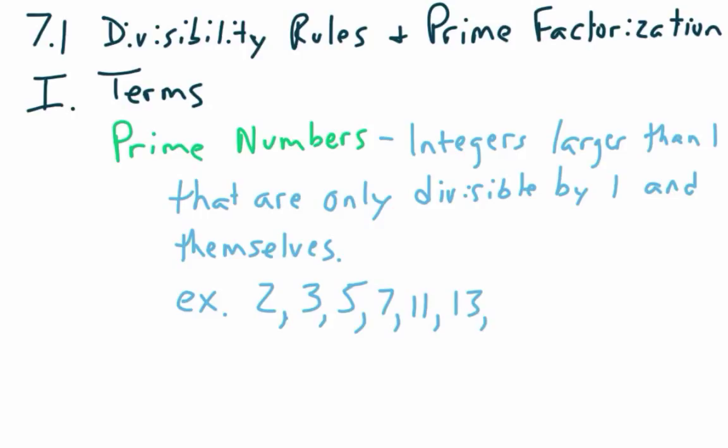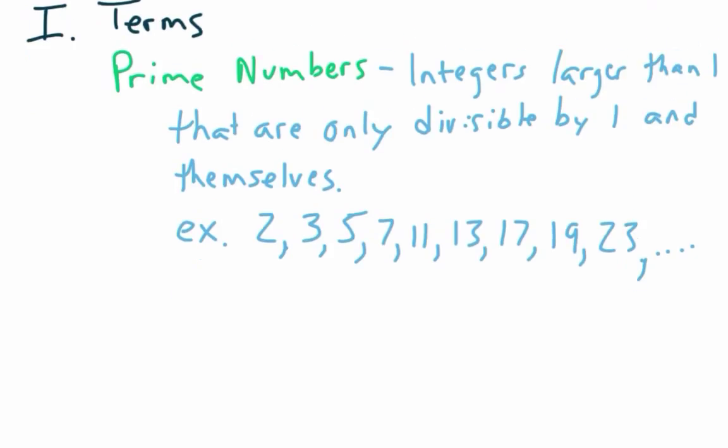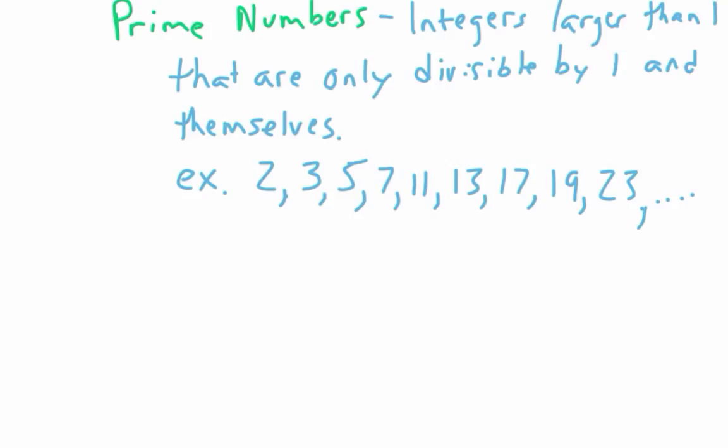Did you get the general idea? Should we keep going? 17. So 14's not, 15's not, 16's not, 17, 19, yep. 20's not, 21's not. So okay, 23, and then I'll just do the dot, dot, dot. But feel free to keep going. Prime numbers are going to be those numbers that are only divisible by 1 and by themselves. Are we all right on prime numbers?